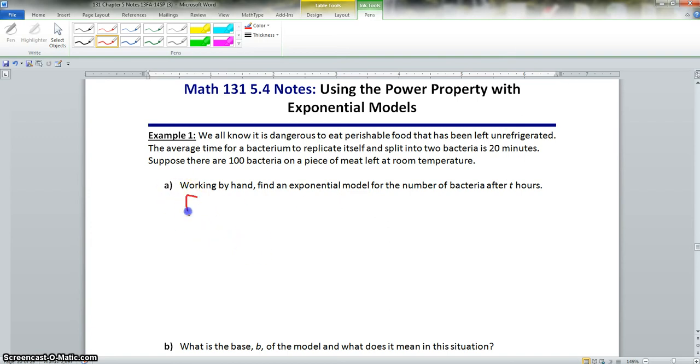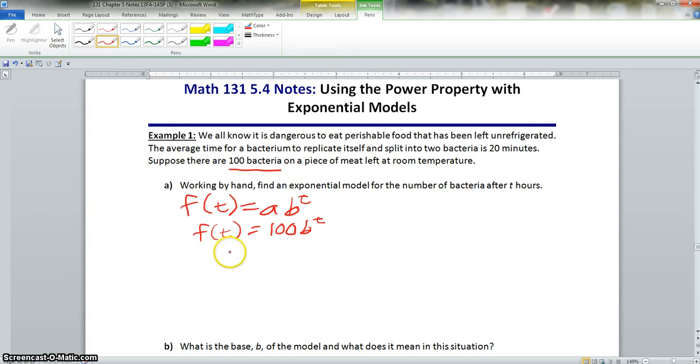So we will have f of t is equal to, we know the exponential model is ab to the x, but since we're using t, we'll use ab to the t. So we will have f of t is equal to, remember we have 100 bacteria that we're starting off with, so that will replace a. So we'll have 100 times b to the t power.